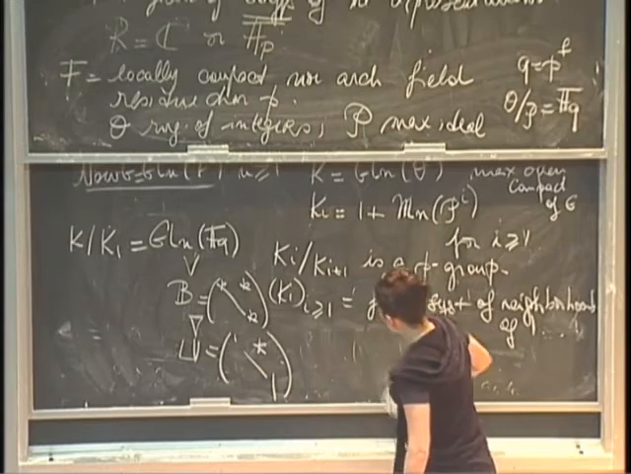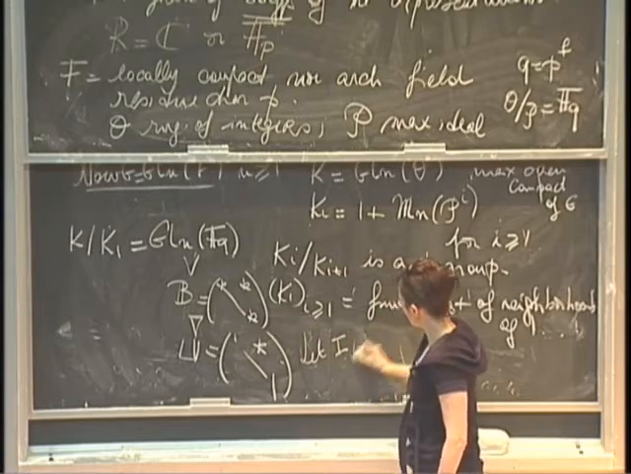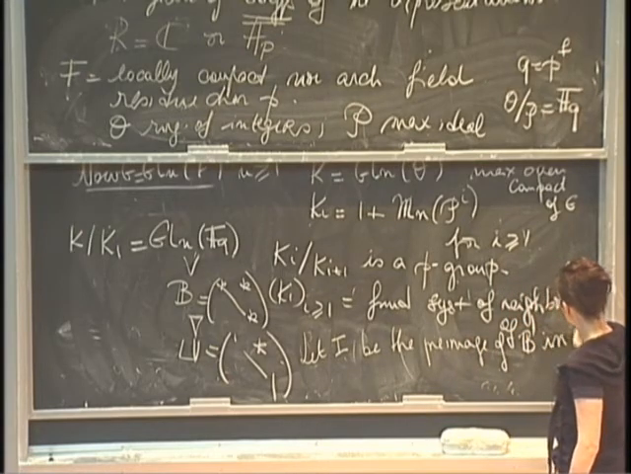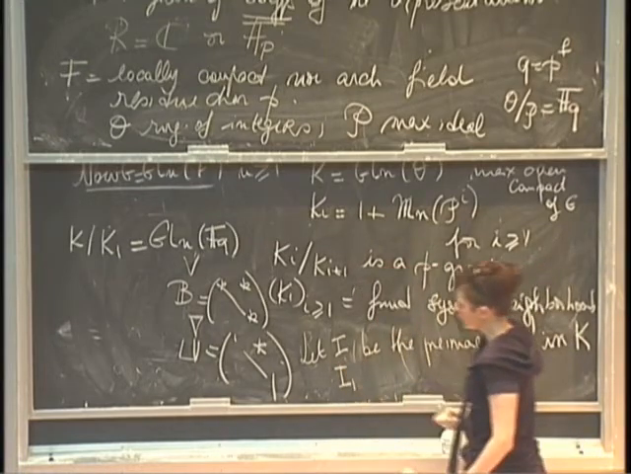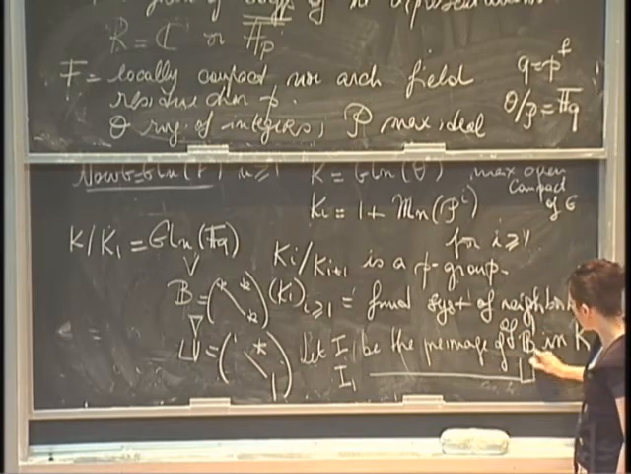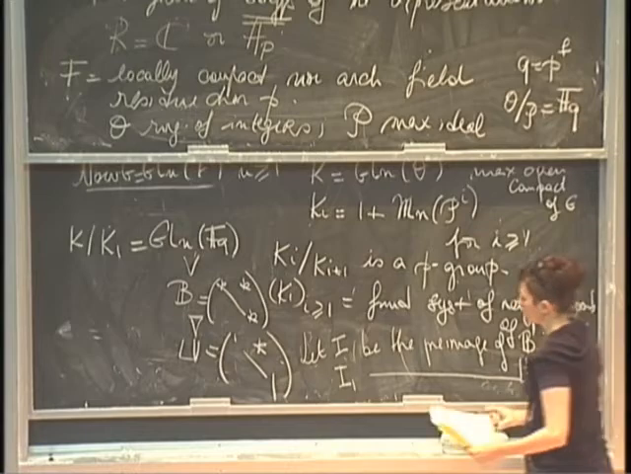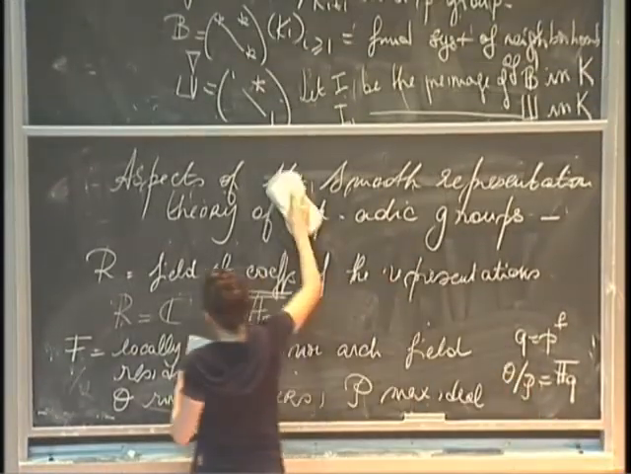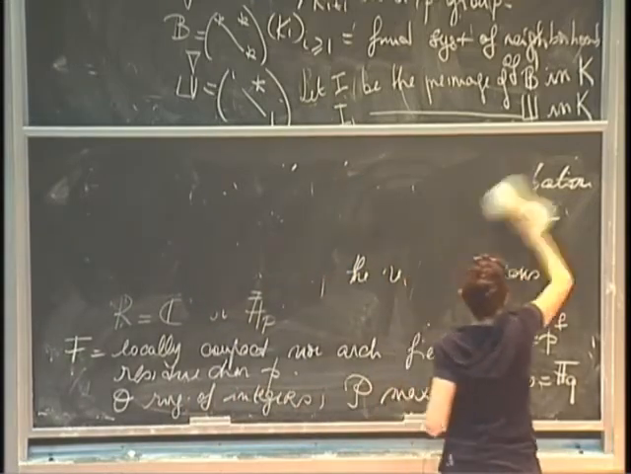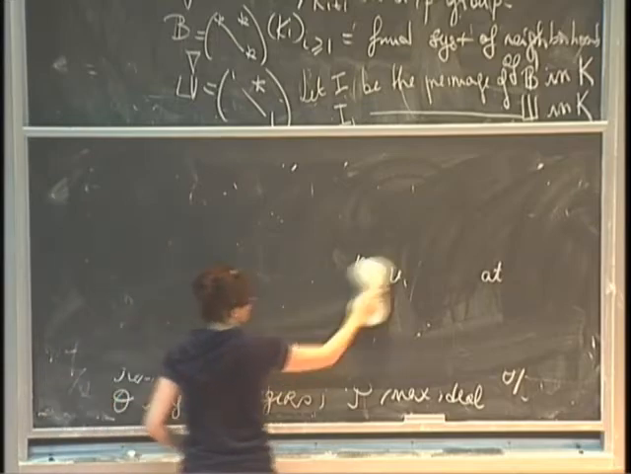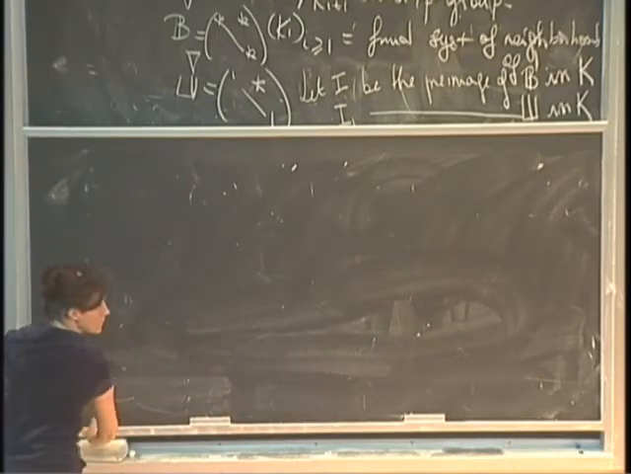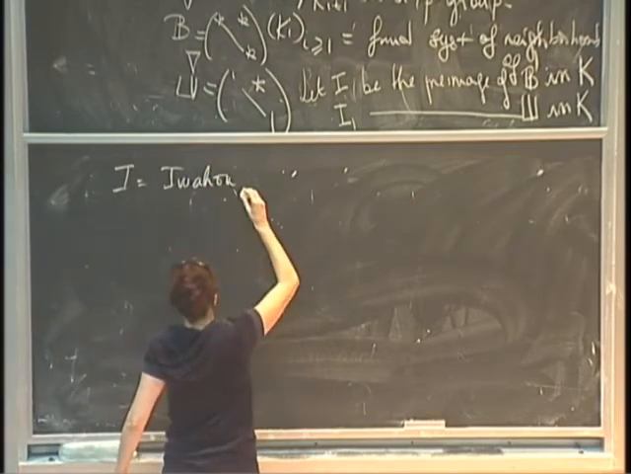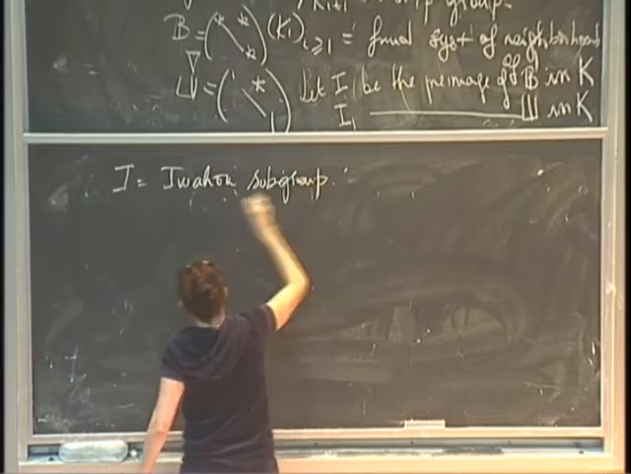And we denote by I the pre-image of B in K. And I_1 will be its pro-p radical. It's going to be the pre-image of U in K. All right, so I is called the Iwahori subgroup. I mean, this is the upper standard Iwahori subgroup. And I_1 is the pro-p Iwahori subgroup.